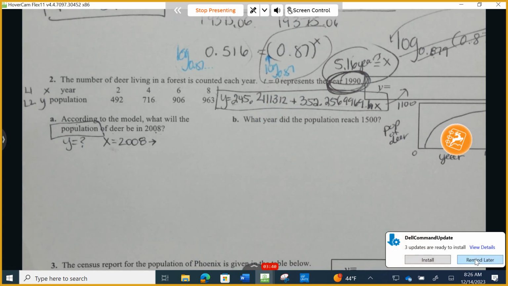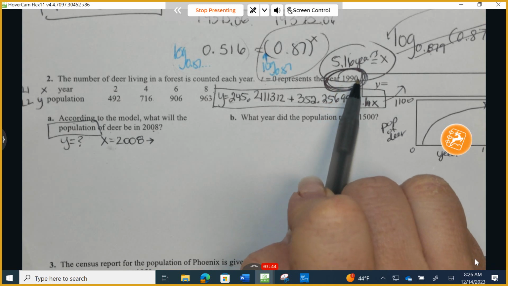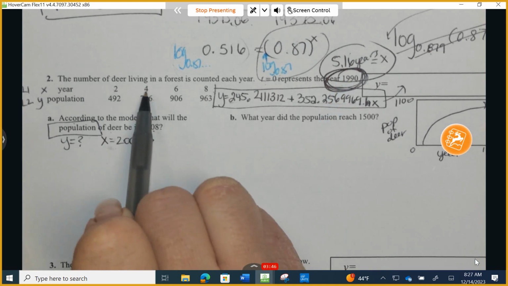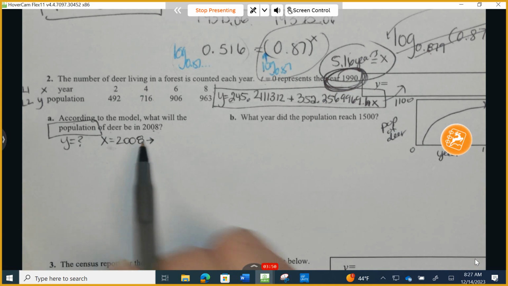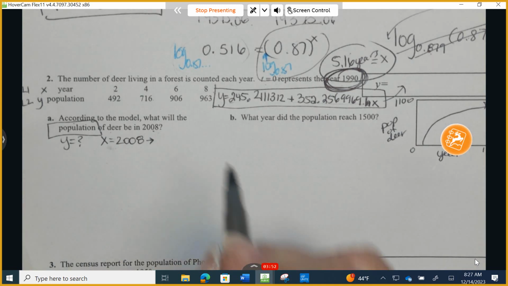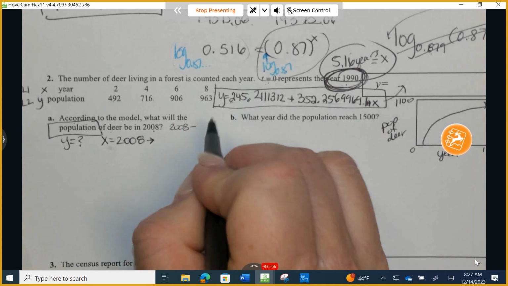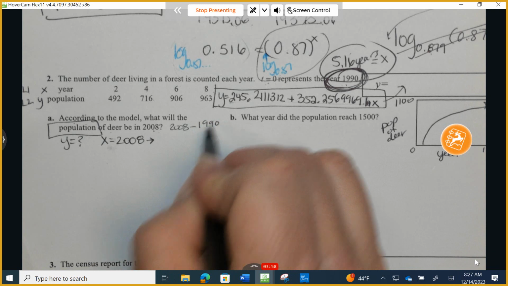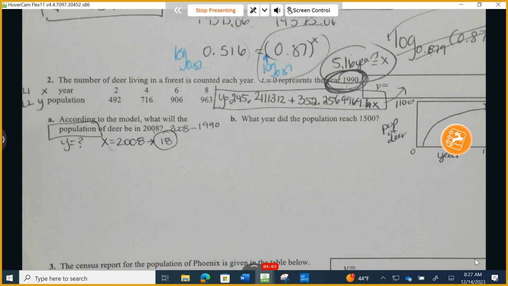So if I look up above, I can see that T sub 0 is 1990, T sub 2 is 92, T sub 4 is 1994. So what would 2008 go back to? Well, if I take 2008 and I subtract this initial year, that's 0, I end up with a value of 18. So this is my X value.